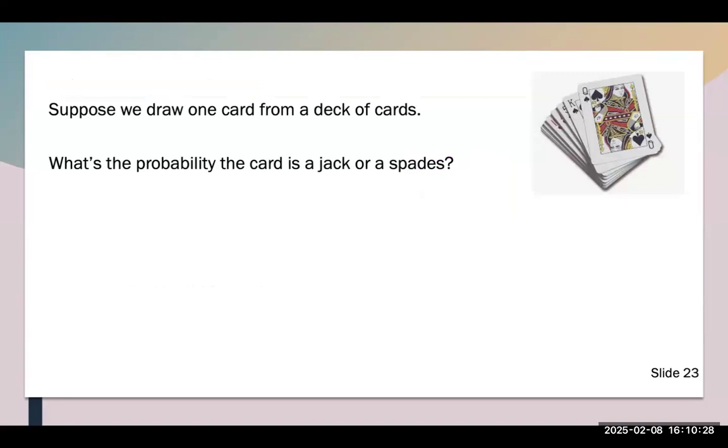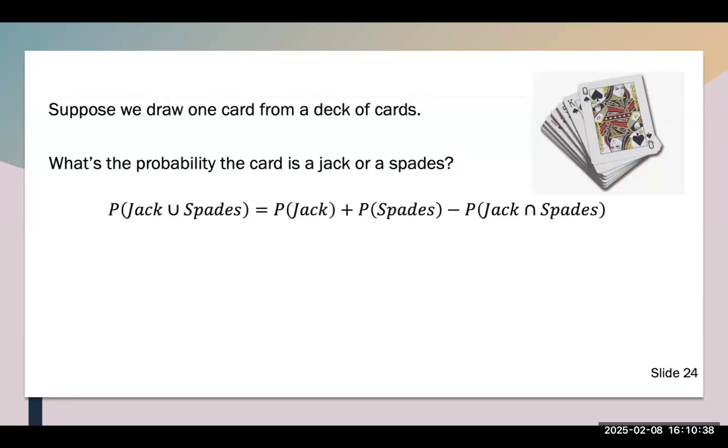So let's see some examples. Suppose we draw one card from a deck of cards. What's the probability the card is a jack or a spades? All right. The probability that we get a jack or a spades is the probability we get a jack plus the probability we get a spades minus the probability of a jack and spades.